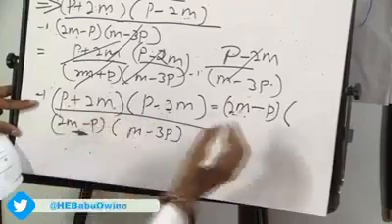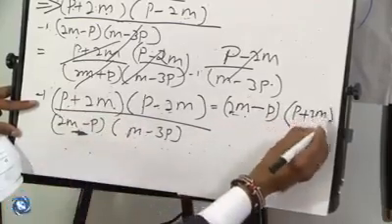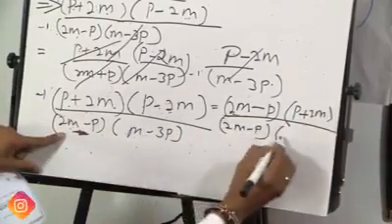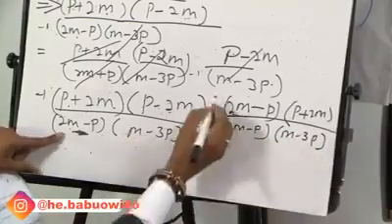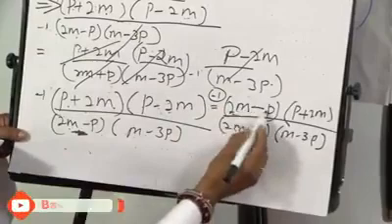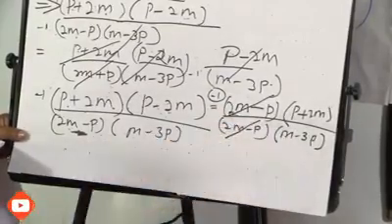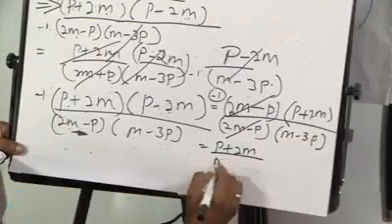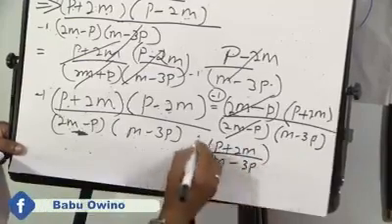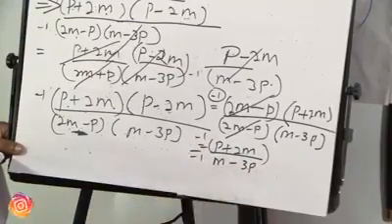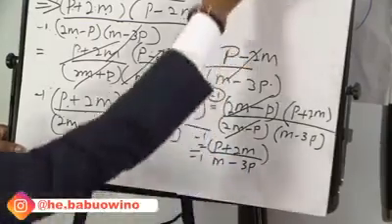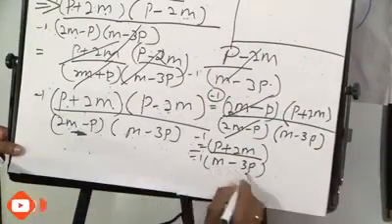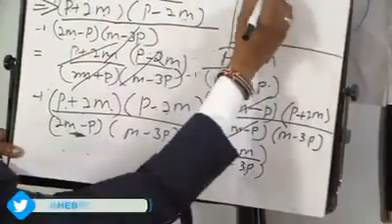Into bracket, this value is p plus 2m divided by 2m minus p into m minus 3p. Remember, we have negative here. So 2m minus p over 2m minus p, this and this cancel. So here you remain with p plus 2m divided by m minus 3p. So if you have a negative here, we can divide this by negative. Here now you will get, just follow me here, we're almost finishing it. When you multiply this by a negative, you get 3p. The denominator is 3p plus m.